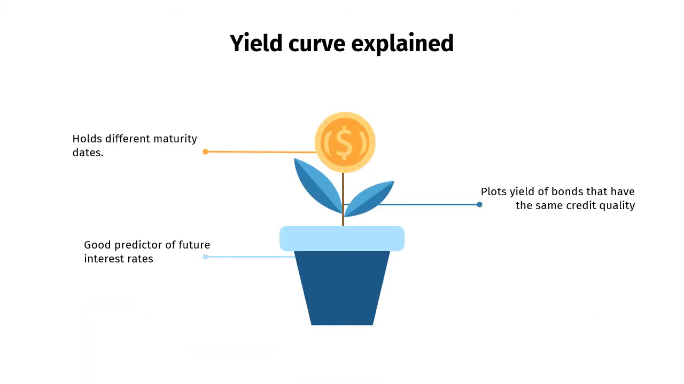Firstly, I will be talking about the yield curve and explaining a few details about it. A yield curve is a line that plots yields of bonds that have equal credit quality but different maturity dates. The slope of a yield curve gives a good idea of future interest rates and predicts various economic activities.